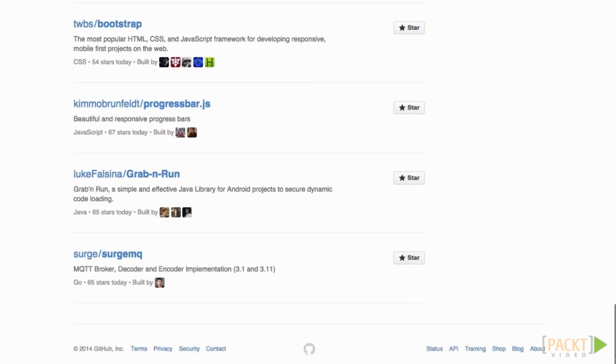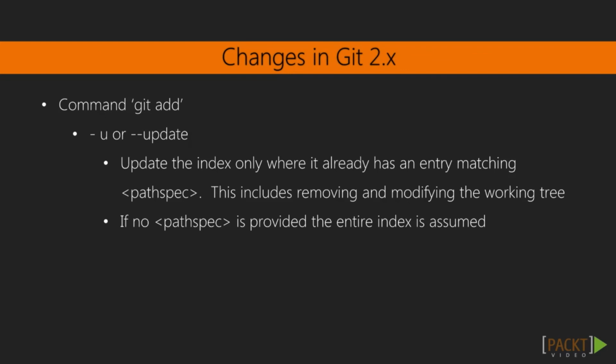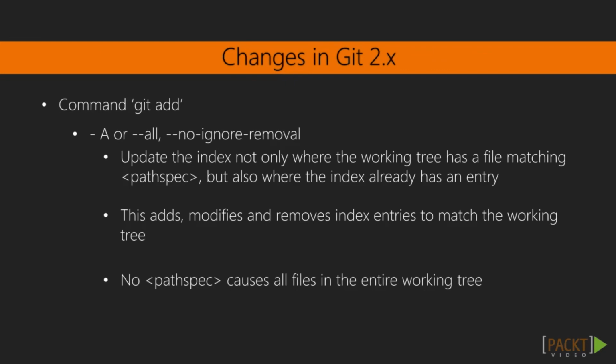Changes in Git version 2. Changes with the new Git. At the time of the creation of this production, the long-awaited Git 2.0 has just been released. If you've been using Git for many years, there are a few significant changes you should note. The first one we saw in section 3 with the way in which git add now behaves. You can configure it to act like previous versions if you prefer.